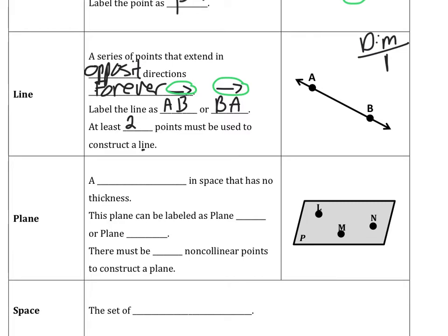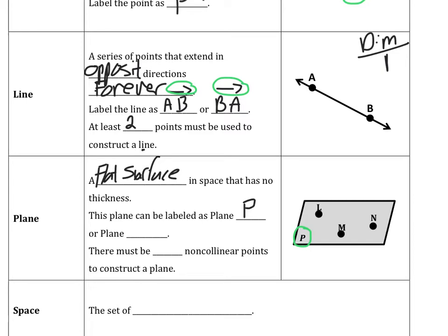Now we're going to take a look at a plane. This is a flat surface in space that has no thickness. When we label a plane, we can label it in 2 different ways. The first way is using this little letter down in a corner that is not attached to a point indicator, and we can label this as plane P.